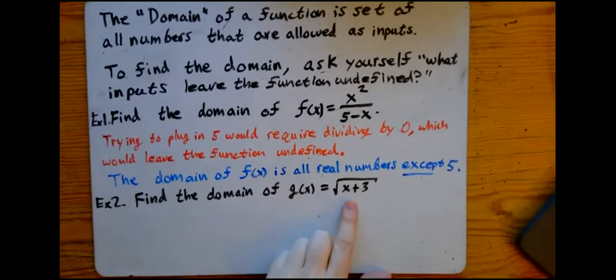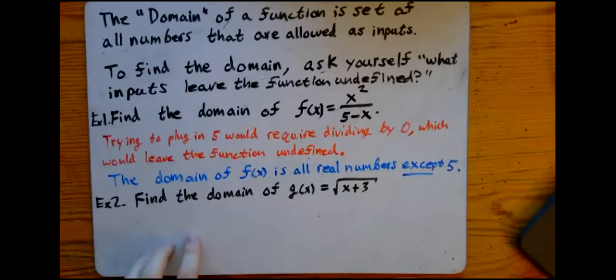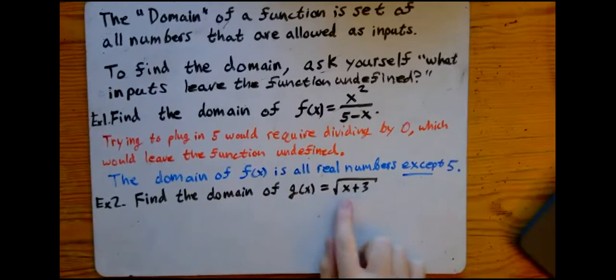But what about negative 4? Well, negative 4 plus 3 would be negative 1. And that would require us to take the square root of a negative, which would not give us a real answer. That would give us an imaginary answer, but for the purposes of domain, that is excluded. So plugging in negative 4 would be no good because that would be a negative number in there.